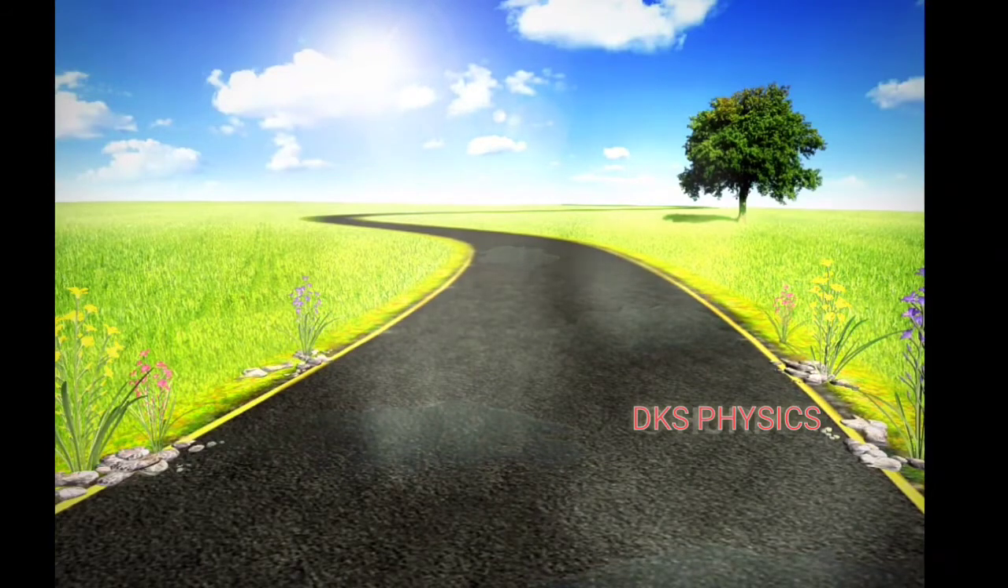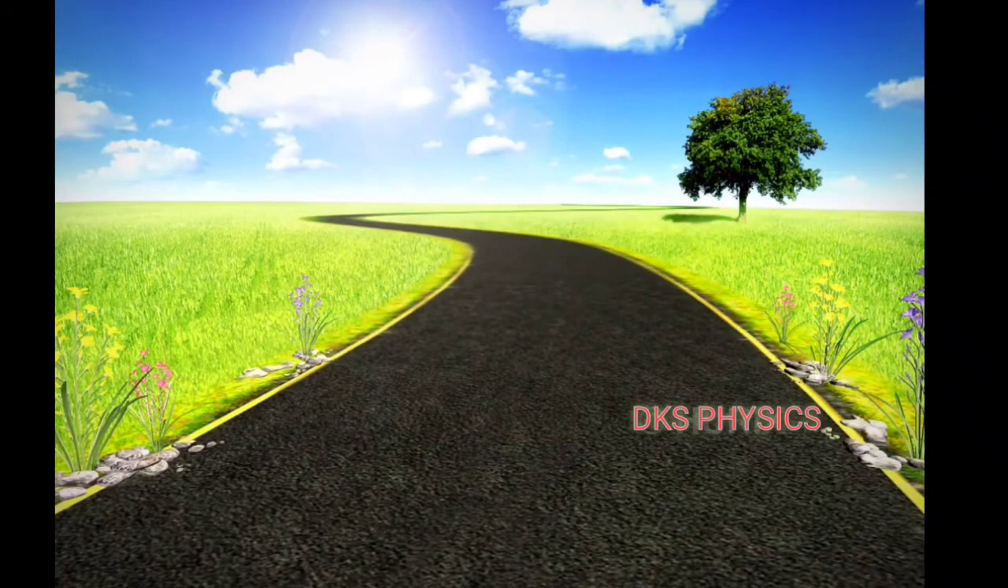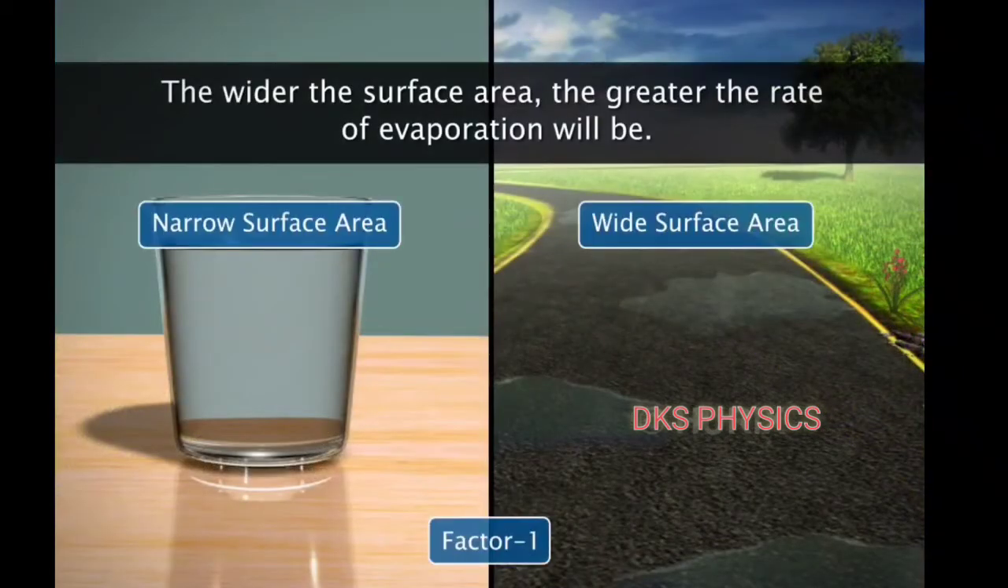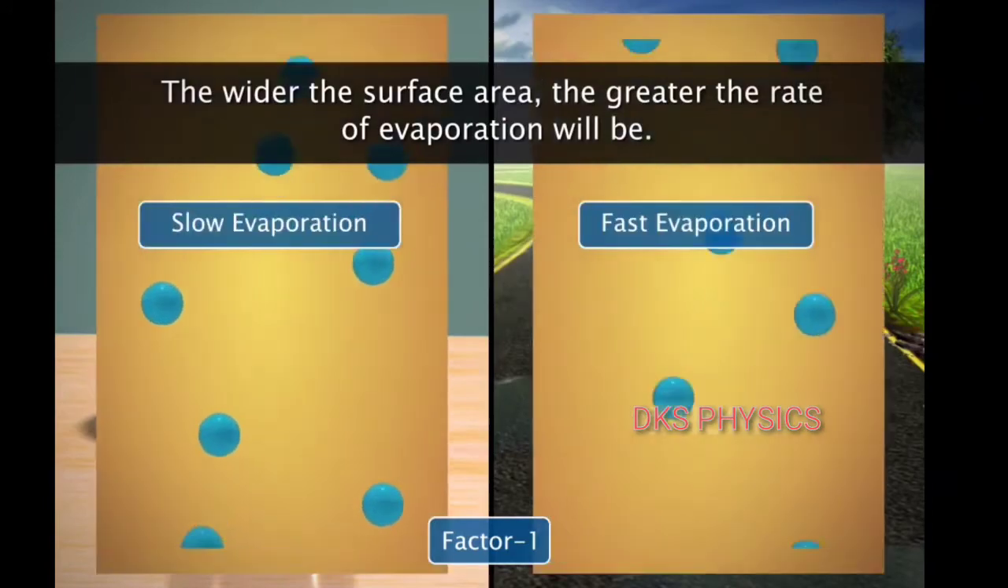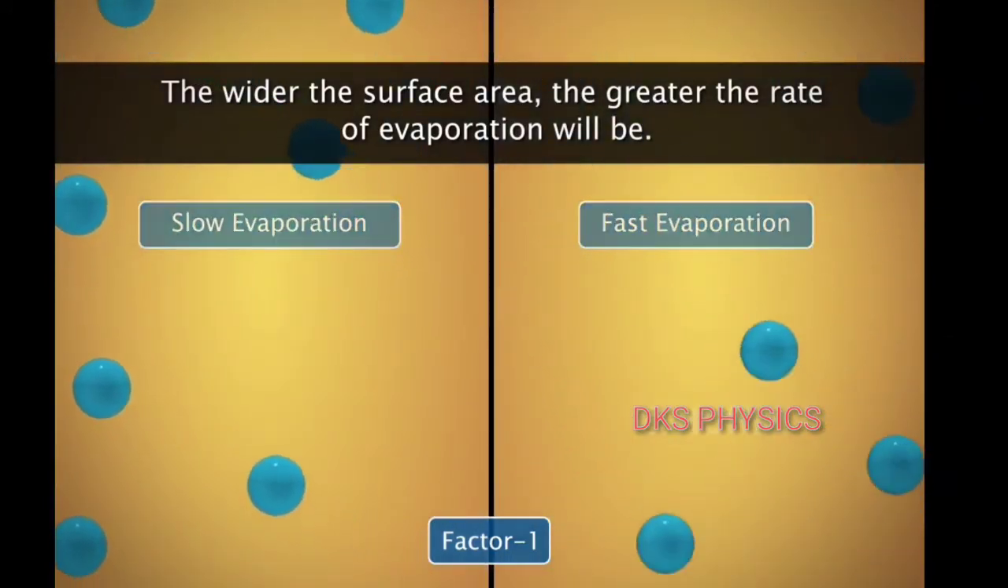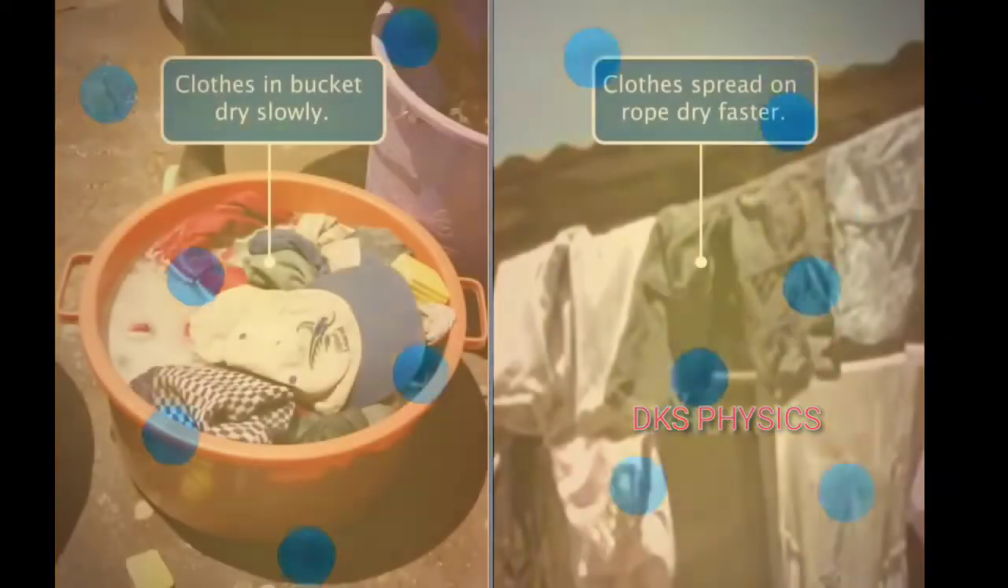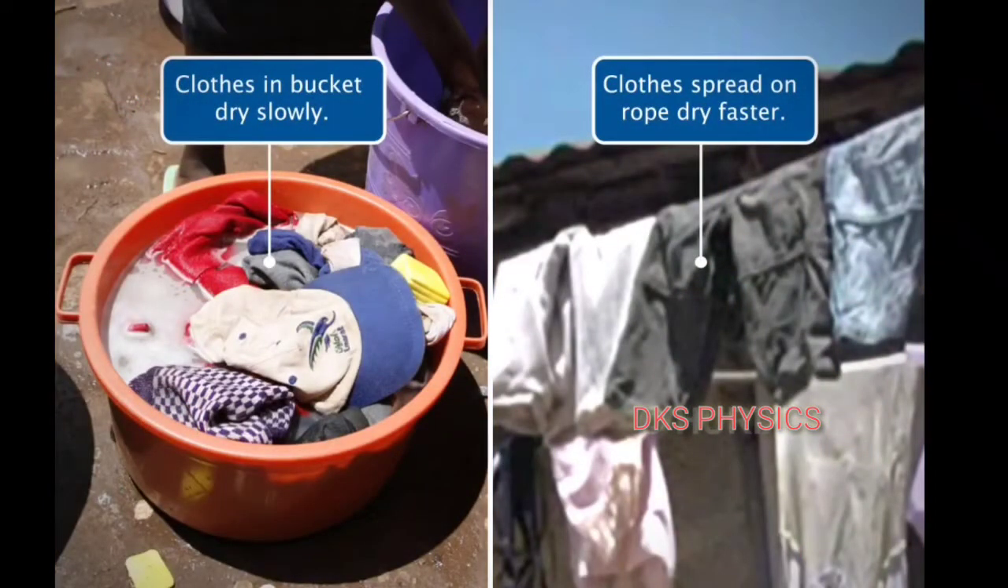Evaporation is a surface phenomenon. The wider the surface area, the greater the rate of evaporation will be. That is why a cloth spread on a rope dries faster than one not spread out. Water in a glass doesn't dry quickly, because the exposed surface area is relatively small.